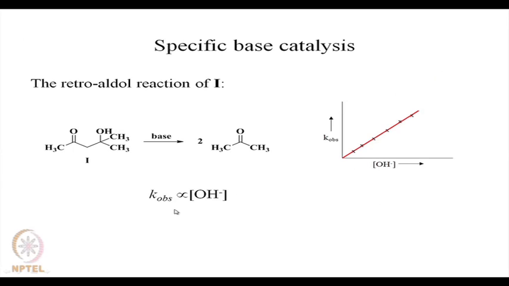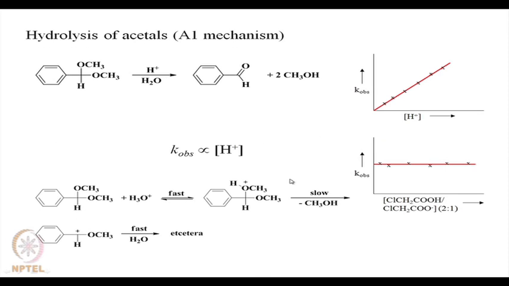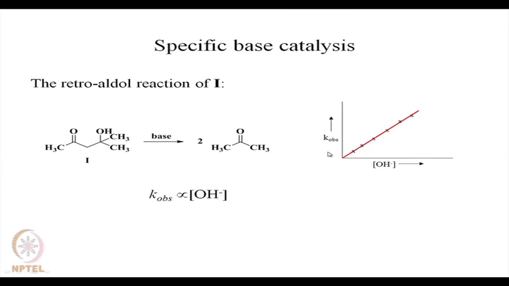Okay. Now, specific base catalysis, there is another example, retroaldol reaction, in presence of base it produces acetone. It has been found that rate constant K is proportional to OH- concentration, and it increases linearly, there is a positive slope. Like this reaction is H+ catalyzed, this is OH- catalyzed, it is a specific base catalysis.